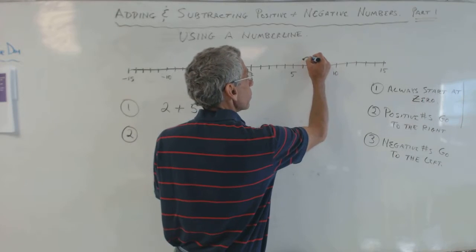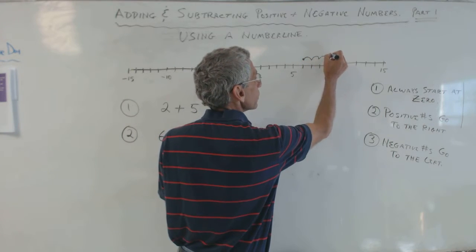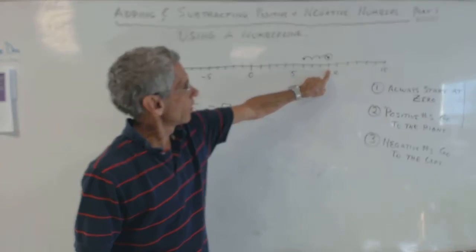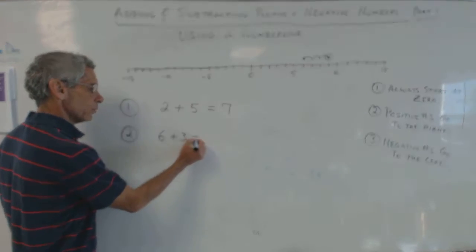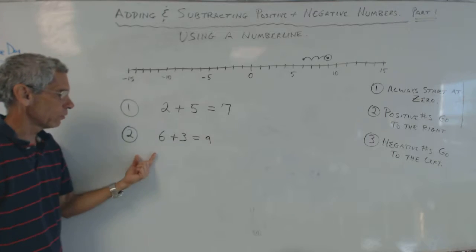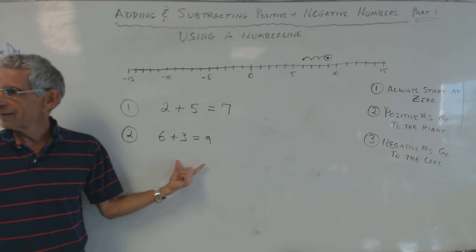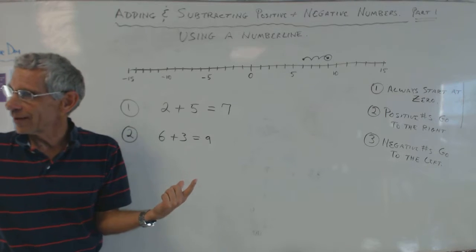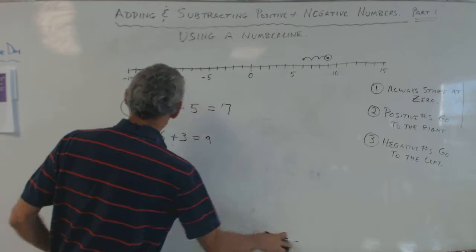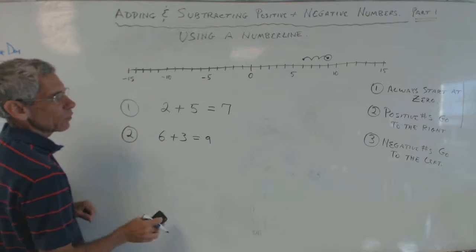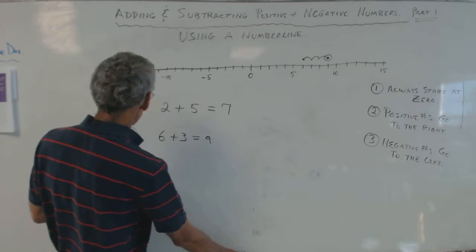To the right. 1, 2, 3. So this is my final answer. What is that number? 9. So 6 plus 3 equals 9. I know several of you have wanted to know that answer for years. Yeah. And now you know. And I have proved it using a number line, right? Okay. Actually, I'll leave those up for a second.